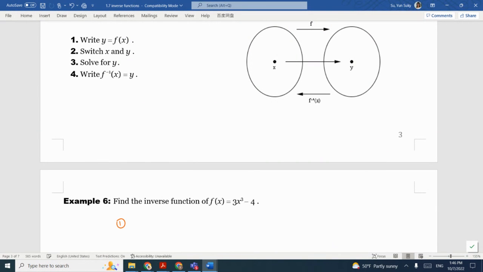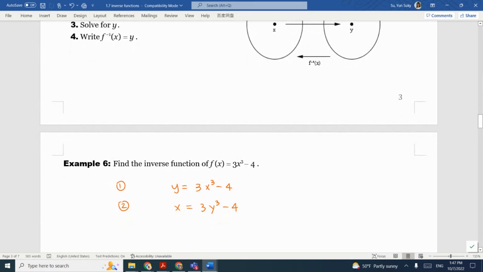Step 1, you want to write y equals f of x. So f of x is 3x cubed minus 4. Yes, everybody? And then step 2, switch the x and y. So when you see y, change to x. When you see x, change to y. So far, so good? And then we want to solve for y. How do you solve for y?